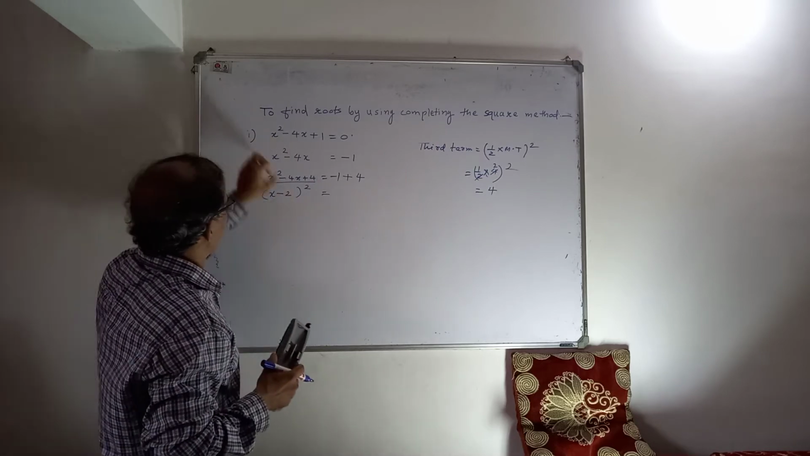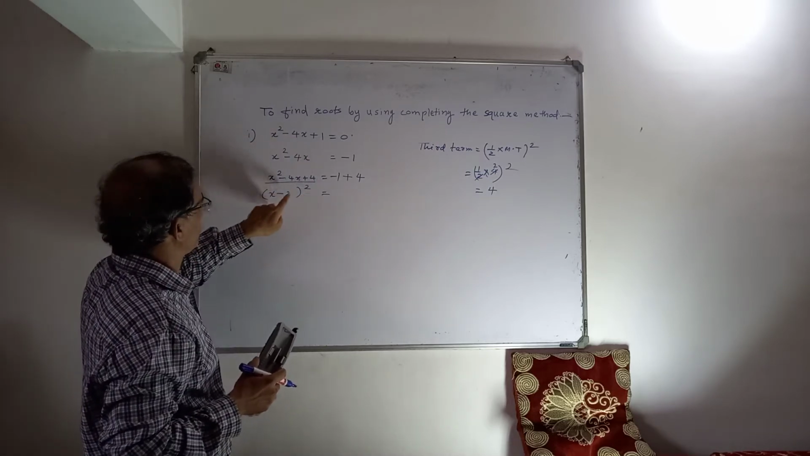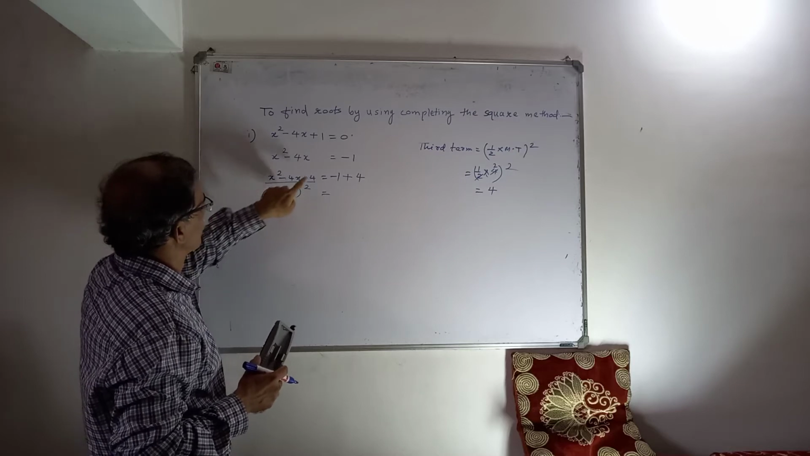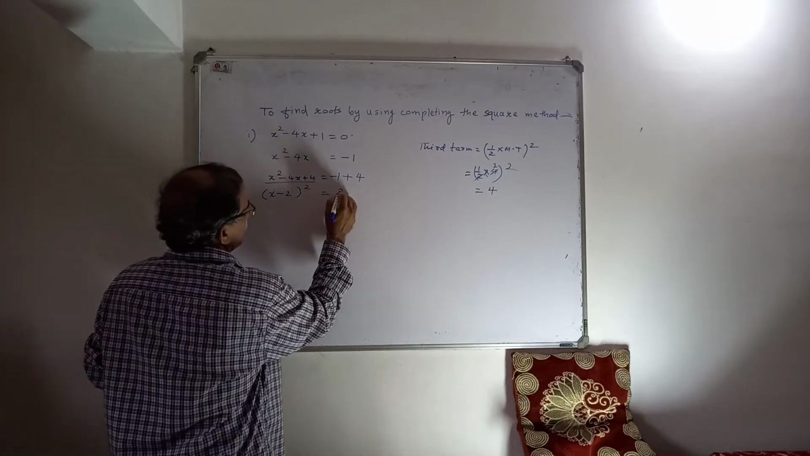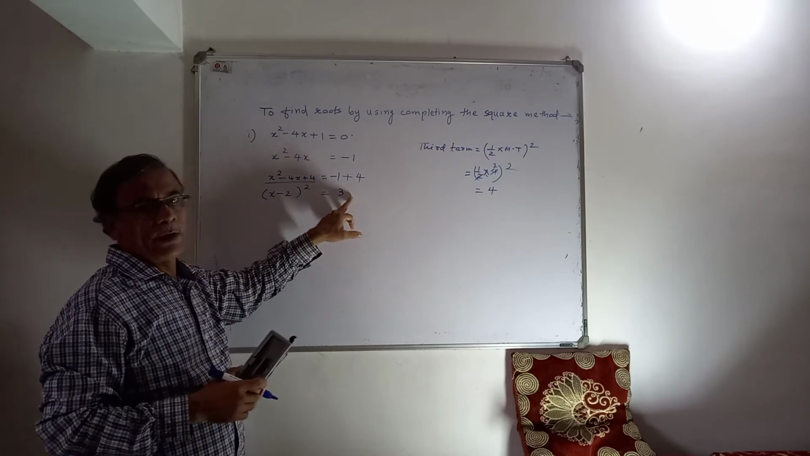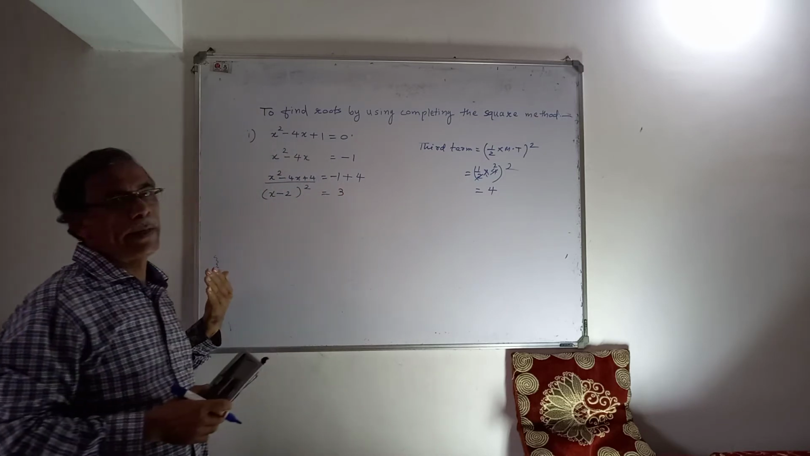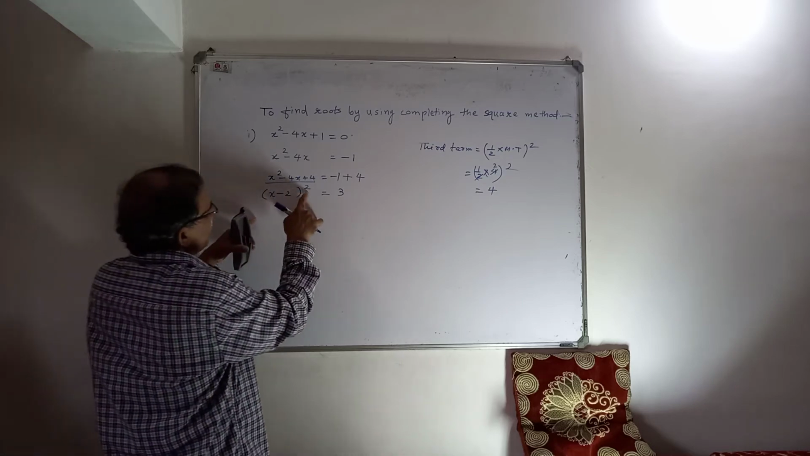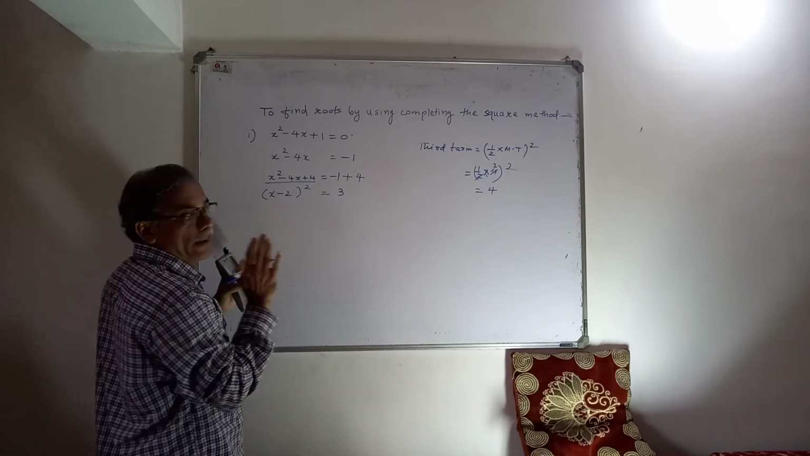See, you expand this, you will get x square minus 4x plus 2 square, 4 is equal to 3. Now (x minus 2) whole square is equal to 3. We want to obtain this. So now you remove this square. Now calculation part. Our main work is over.